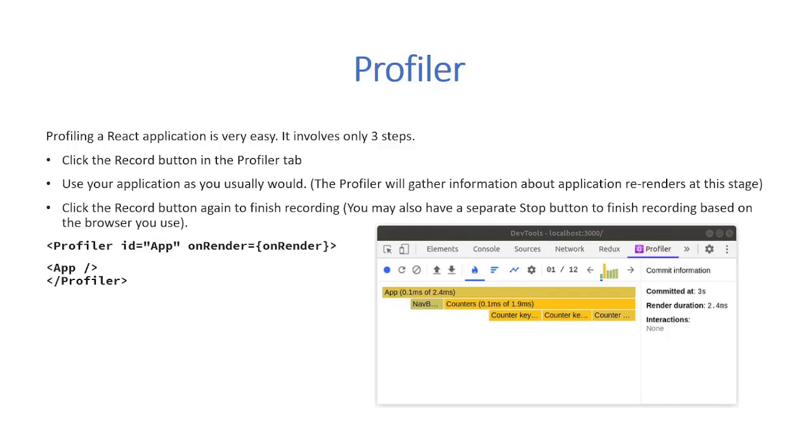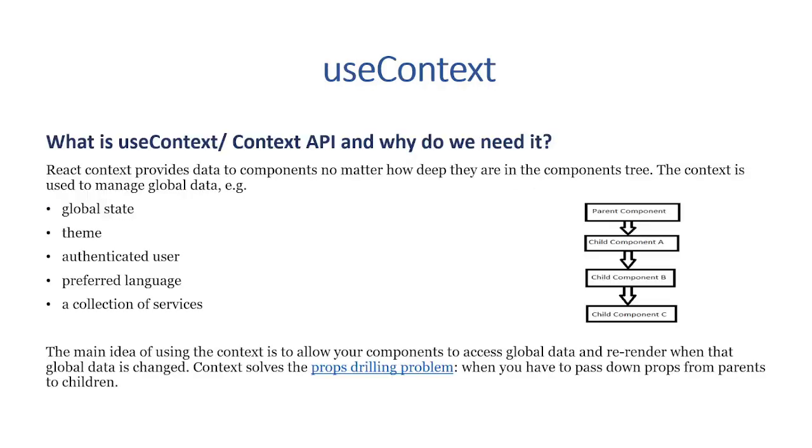Next, we will see some important hooks. We'll start with useContext. So what is useContext or the context API, and why do we need it? React context provides data to components no matter how deep they are in the component tree. The context is used to manage global data. So this is an important line: the context is used to manage global data. Examples: global state, theme, authenticated user, preferred language, a collection of services. You must have used themes, and you must have required the authenticated user details. So all this can be passed as a context to your application.